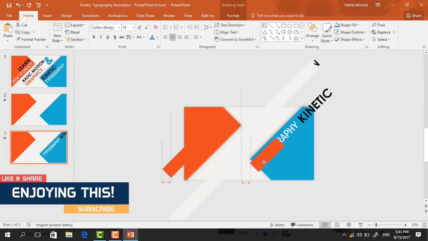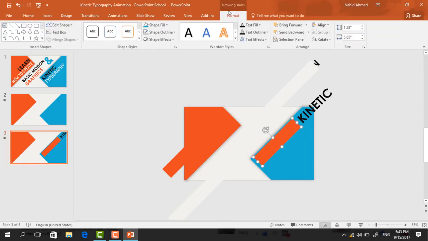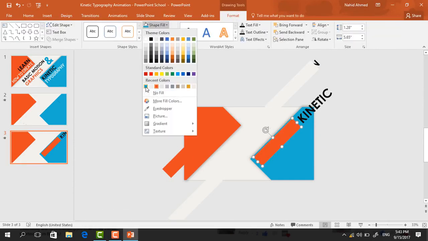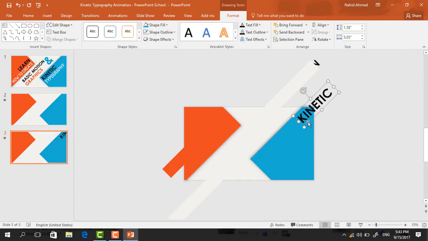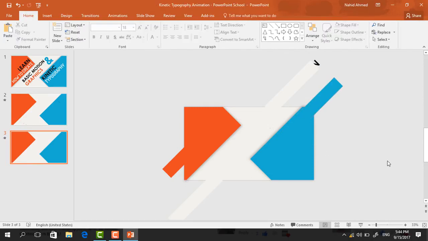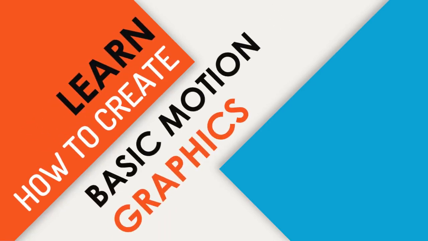So make a copy of this rectangle, place it over here, resize it, change the color from shape fill, right click on this text box, bring it to front and again make a copy of this rectangle, place it over here to cover it, resize it a bit and we are done with our animation. So now here you can see what we have done in this 10 minutes.